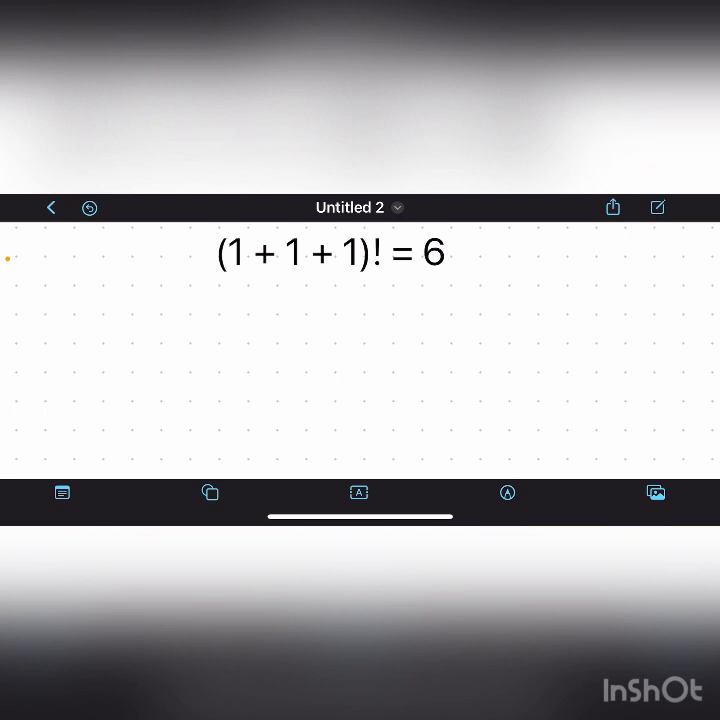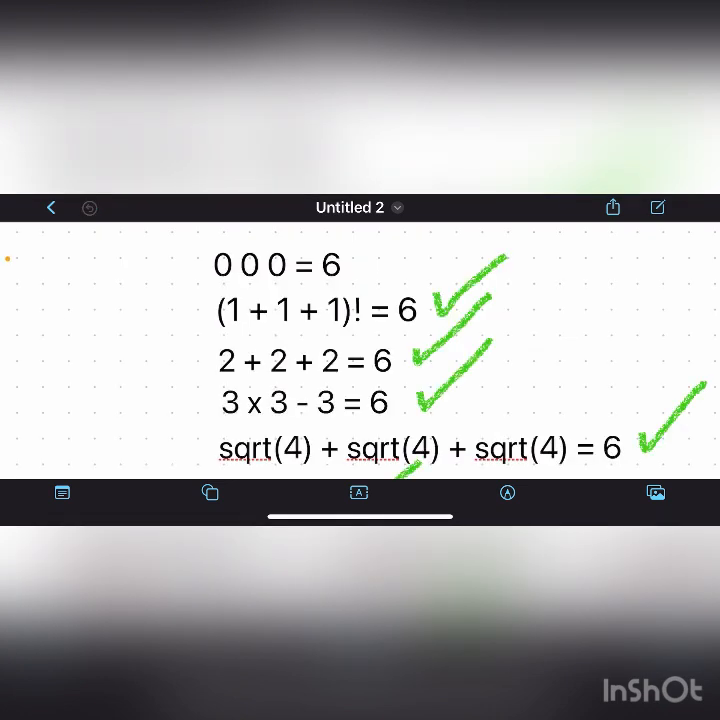Okay, so for the 1's, some of you may have noticed that if you do 1 plus 1 plus 1, which is 3, like I said in the one with the 3 factorial equals 6, you can just take the factorial of that and you get 6. Okay, so we have just finished the 1's, and the next one is the 0's.